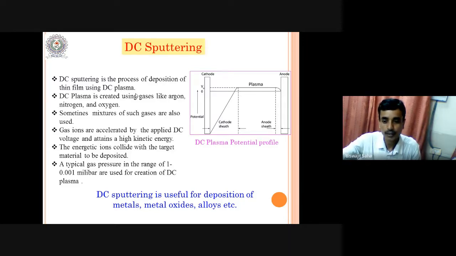This DC sputtering is useful for metals, metal oxides and alloys, but only for metal oxides which are conductive. DC plasma cannot be used for non-conductive, purely dielectric materials, so they are not chosen for DC sputtering.